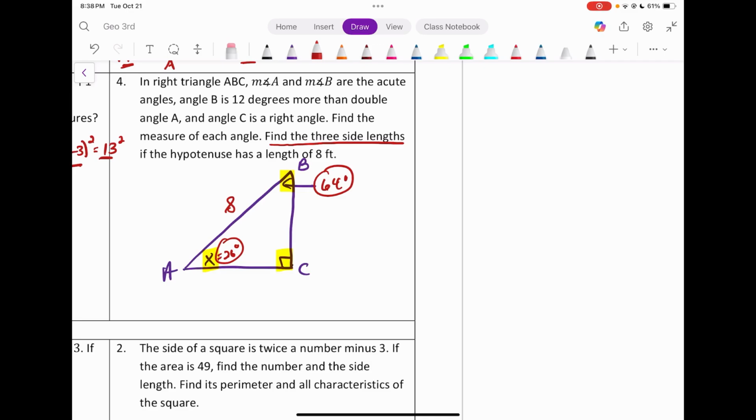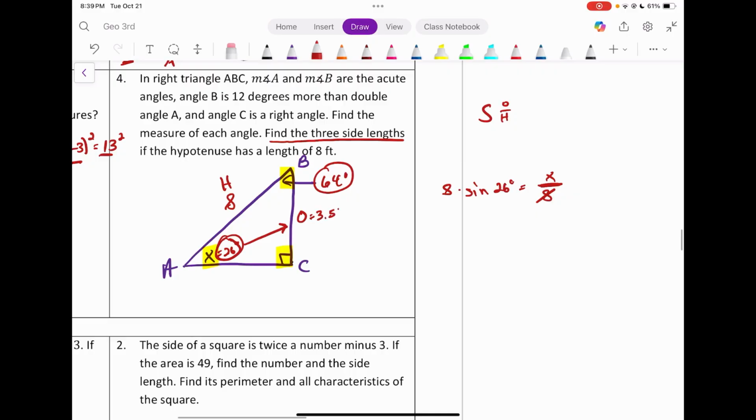basic SOHCAHTOA. So if I'm looking for, let's call it side O, because if I use 26 degrees, this is the opposite, and the hypotenuse would be H. So sine is equal to opposite over hypotenuse. So I know the sine of my 26-degree angle is going to equal opposite, which we don't know, and you can put the O there if you want to, over hypotenuse, which is 8. To solve this equation, to get x by itself, to get rid of this divided by 8, we're simply going to multiply by 8. So we type into our calculator 8 times sine of 26, and we get a value of about 3.51.